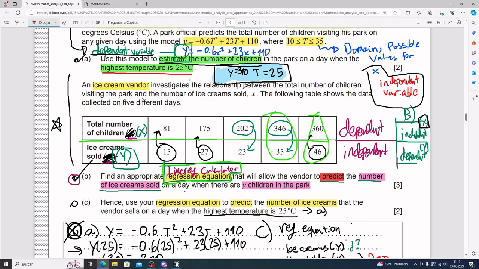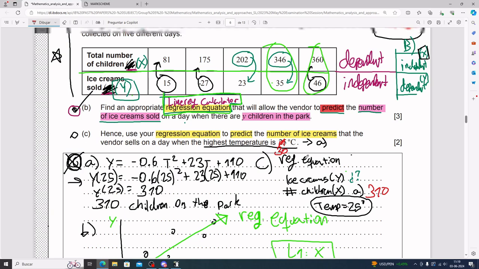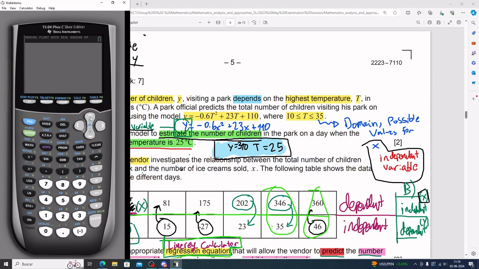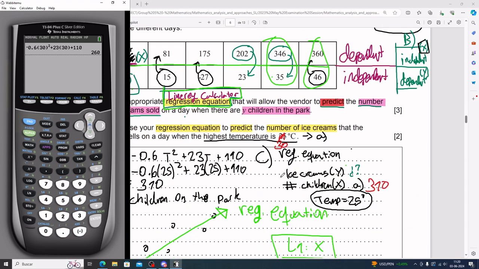But just so that we all understand and we really manage these concepts well, if part C was saying, predict the number of ice creams that the vendor sells when the highest temperature is, I don't know, 30. See? And so if it was 30, then that means that you have to go back to your regression equation, go back to part A and plug in 30 instead of 25. And then this 260 is what would go in your regression equation for number of children. See? And so be very careful with that.